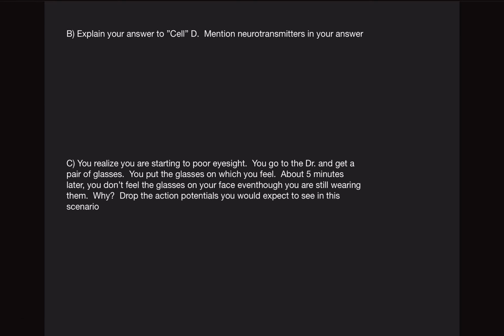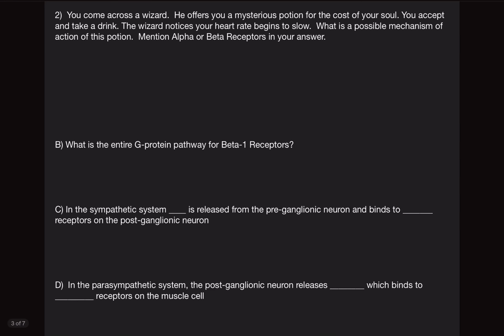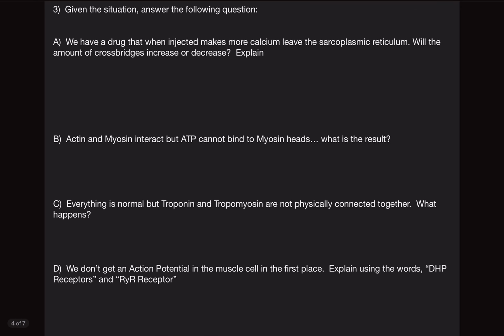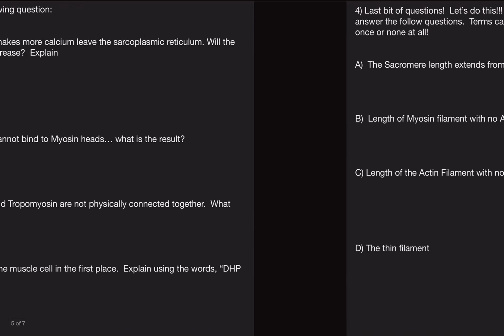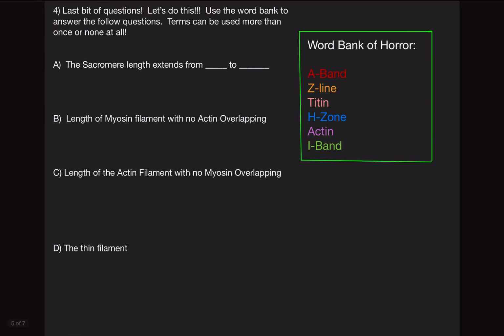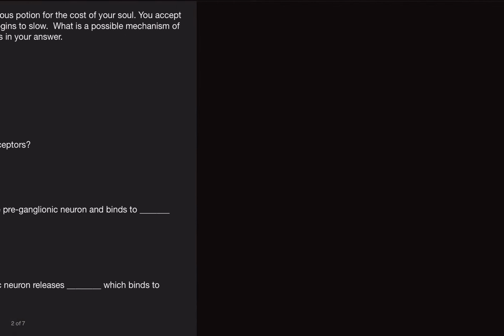This is also part of question 1. Here's 2. Here's 3. And here's 4. So let's begin.